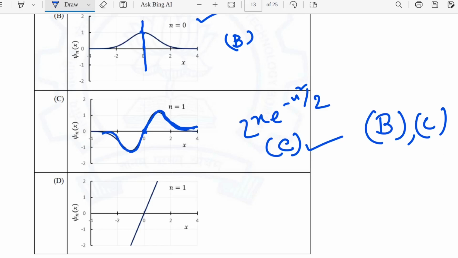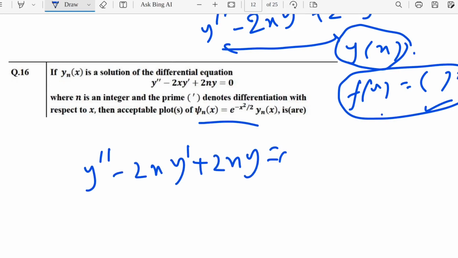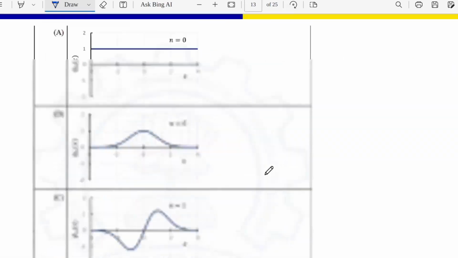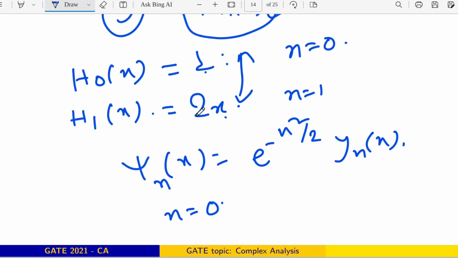But the main thing is that there is a very simple trick. Whatever they have given as the differential equation is nothing but the Hermite polynomial. So by knowing that, we can directly say what will be y0 x and what will be y1 x. I am just directly putting that in, and I am just getting that result.